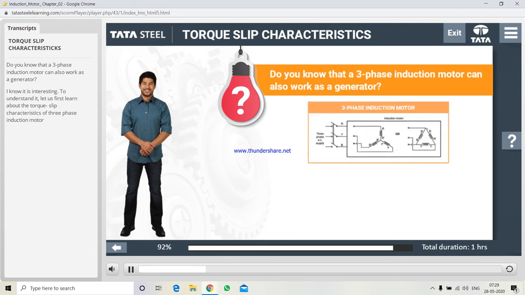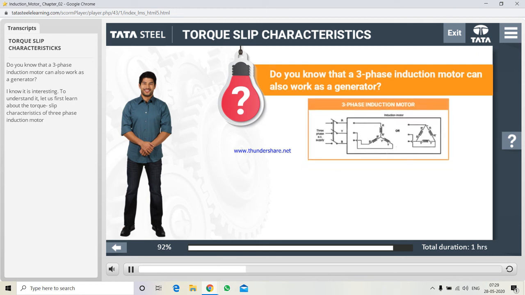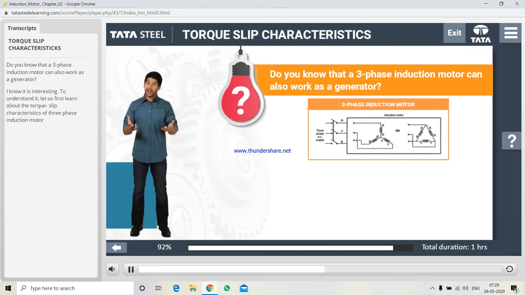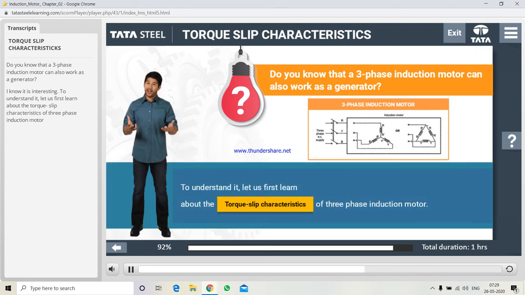Do you know that a three-phase induction motor can also work as a generator? I know it is interesting. To understand it, let us first learn about the torque-slip characteristics of the three-phase induction motor.